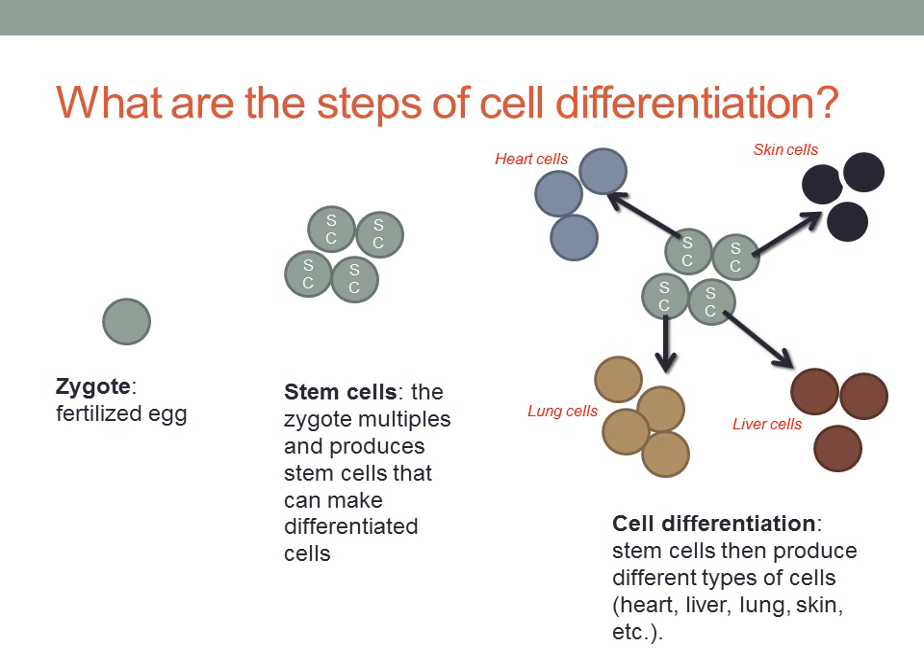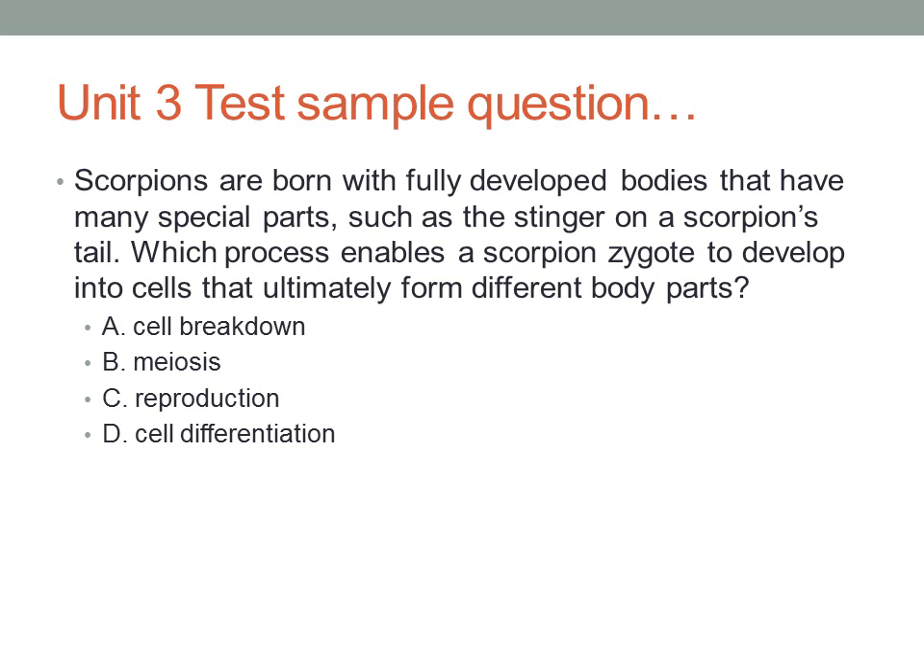So you see those same 4 stem cells present, and each of those stem cells is in charge of making a different type of cell. So it could be a heart cell, a liver cell, a lung cell, a skin cell, etc. But each of them has a very unique function. So again, we go from a zygote to a stem cell, and then the cells that differentiate and have their own specific job. So here's a sample question.